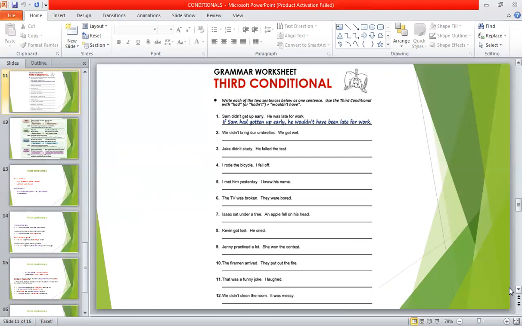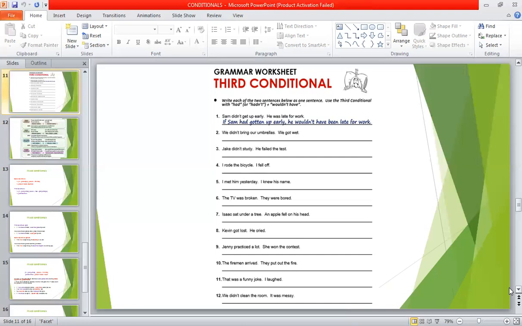We didn't bring our umbrellas, we got wet. So here they talk about the past. The action happened in the past. Okay, so the whole sentence is in the past, so it's third conditional. Jack didn't study, he failed the test. This one is like the example before the previous example that we mentioned.